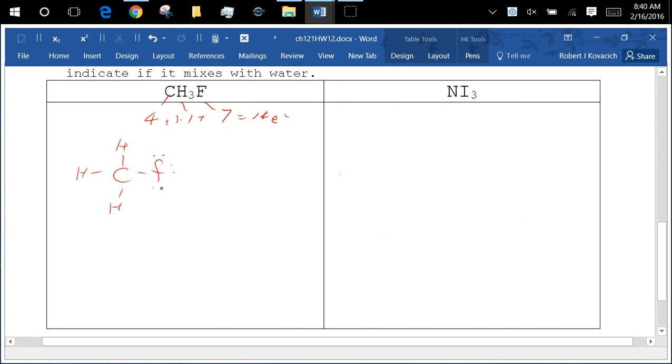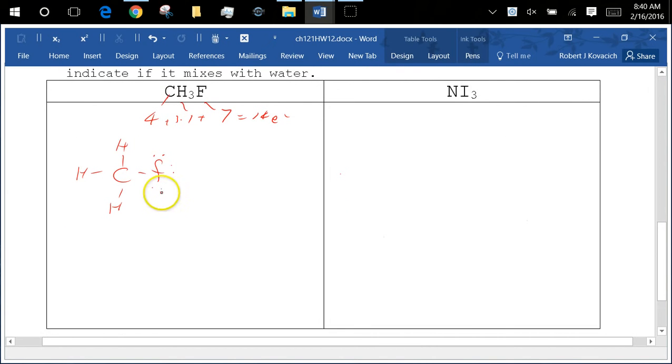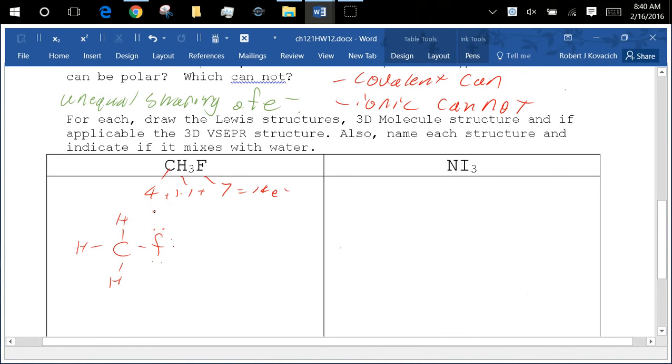All right, so I've taken care of my Lewis structure, and now my question is, is this thing going to mix with water? Do I want the 3D structure as well? I do. Is there a VSEPR structure for this one? There is not. Tell me why. There's no lone pairs of electrons on the central.